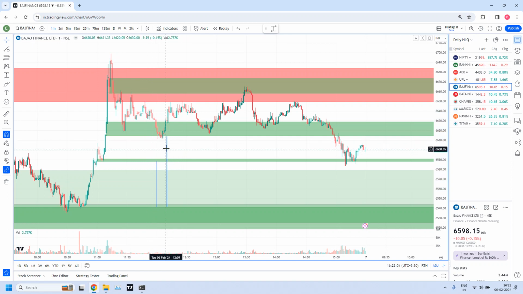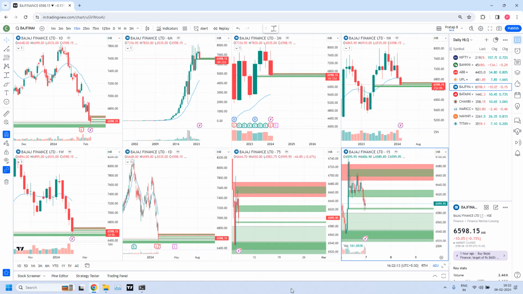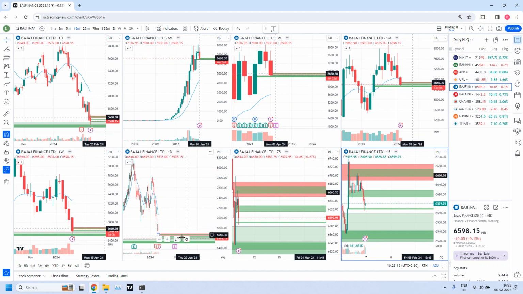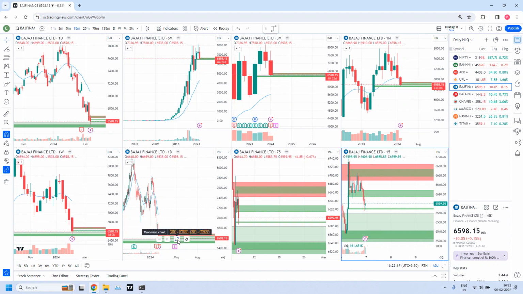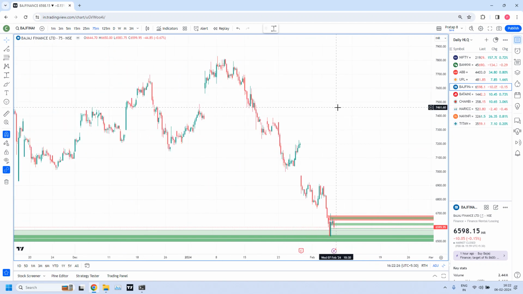So this is about the Bajaj Finance. Now let us look into the next stock. See, all these are important points to make you become a very strong trader. The next one is a 75-minute zone, and that is Bata India.